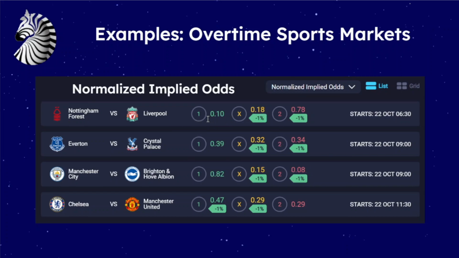Finally, here's what it looks like for normalized implied odds. And again, you can basically translate this to a percentage of a whole one. So Everton has basically a 39% chance in this case. Spend 39 cents. If they win, you can come back and claim $1.